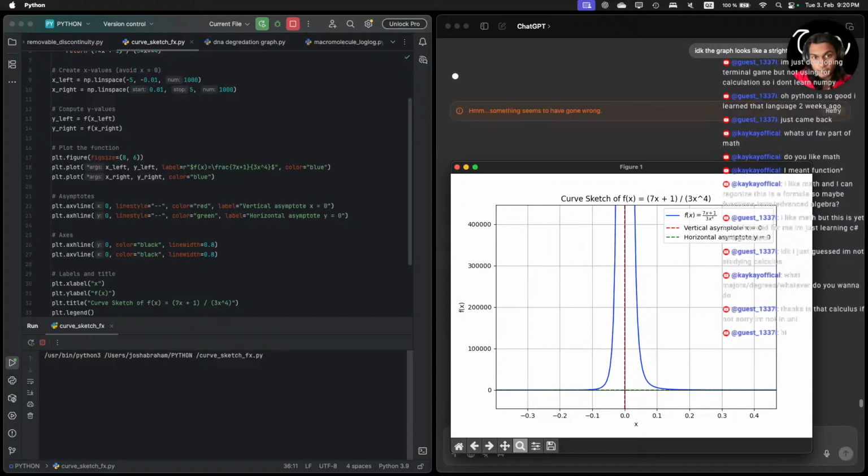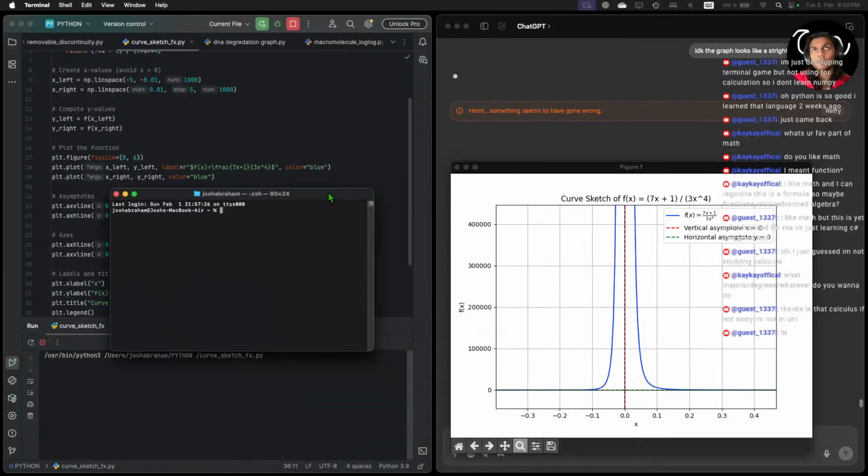I'm just developing terminal game, but not using for calculation. So I didn't learn NumPy. Okay. Well, yeah, me too, bro. I also didn't learn NumPy. Okay, you looked into developing games on terminal. There we go. Terminal.